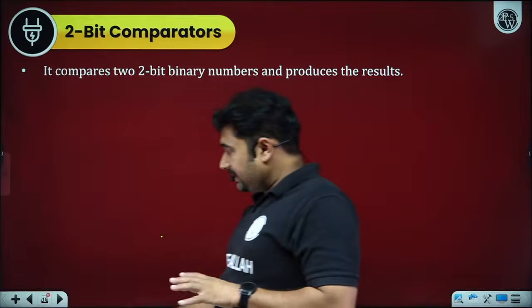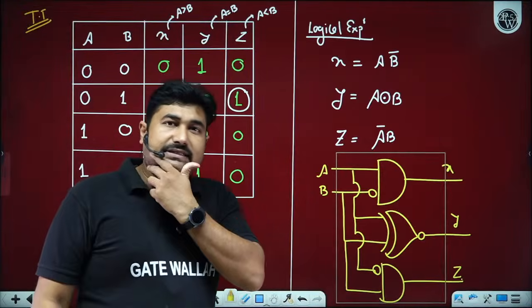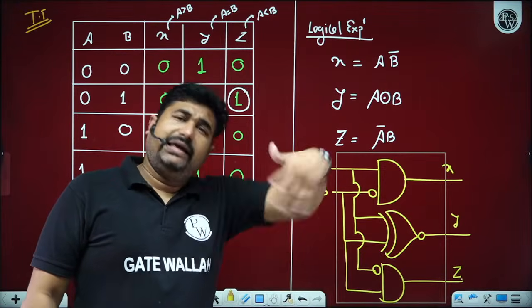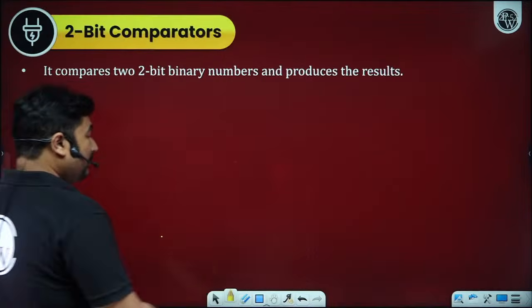Presently we have a 1-bit comparator. All of you able to understand this 1-bit comparator? Great. Let's design a 2-bit, 3-bit and any number of bits. So let's have a 2-bit comparator now.